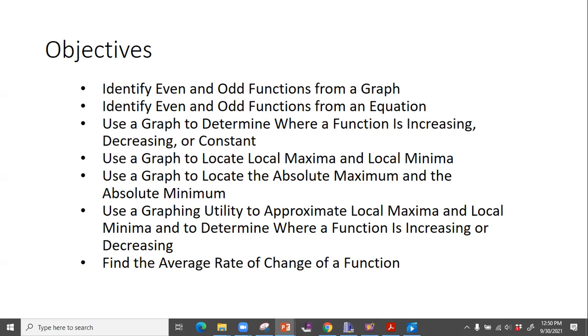We need to be able to identify even and odd functions from a graph, identify even and odd functions from an equation, use a graph to determine where a function is increasing, decreasing, or constant, locate maximums and minimums using graphs and doing all this with a calculator, and last but not least, find the average rate of change. That's today's. Can we do it? We're gonna try.